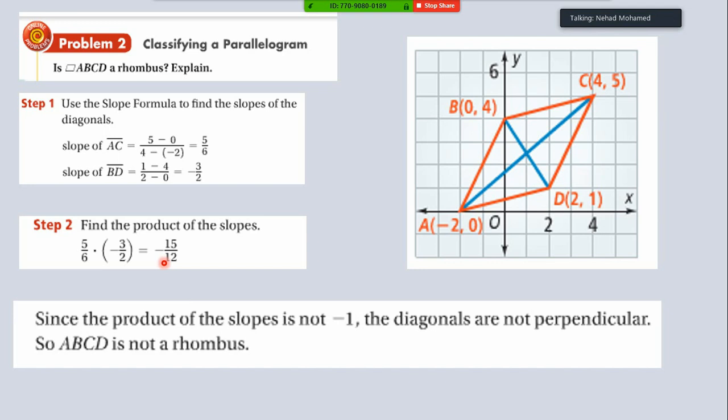So the two diagonals are not perpendicular. What is the meaning of two diagonals not perpendicular? Then the shape is not a rhombus. If we multiply the two slopes and the answer is negative 1, then the two diagonals are perpendicular, then the shape is a rhombus. Got it? Any other way?